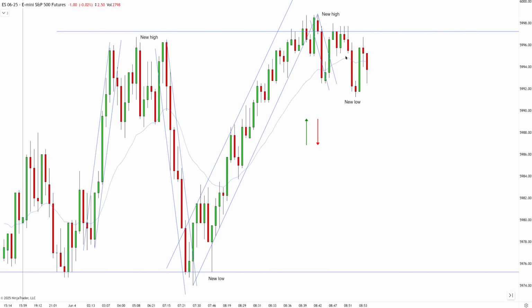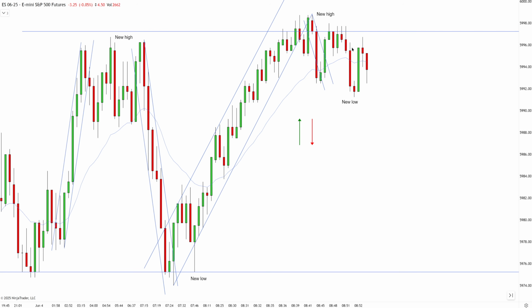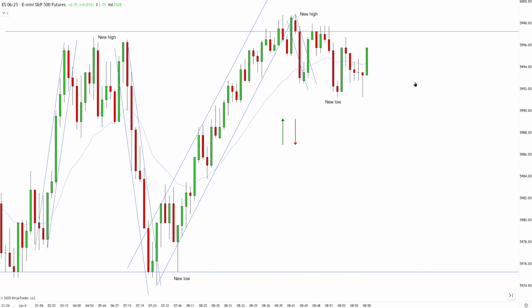So I'm not really thinking about going long now, because the uptrend played out and you are right around the top of the trend range. But at the same time, I can't really sell because there is no confirmed downtrend just yet, and we are above the EMA. So let's see what's going to happen.